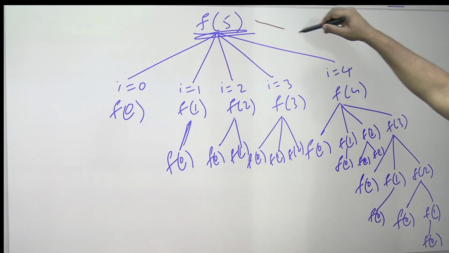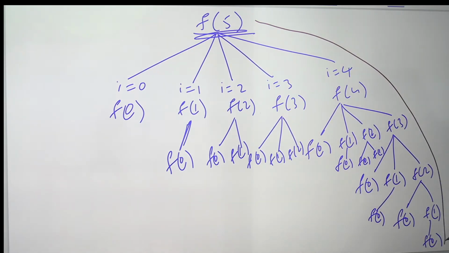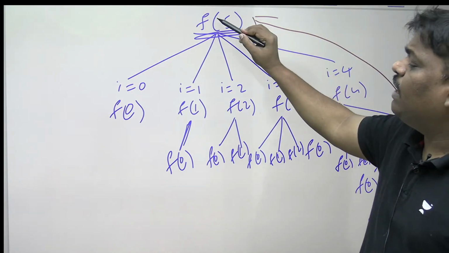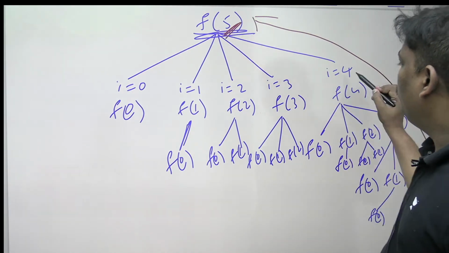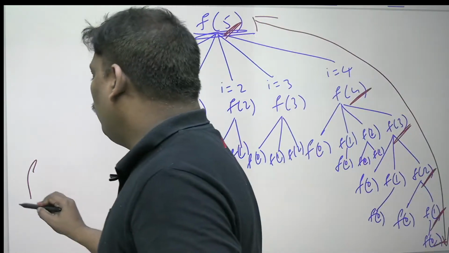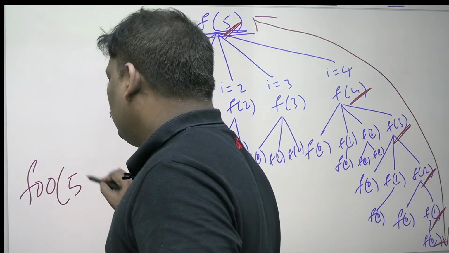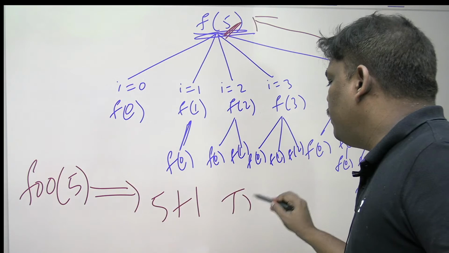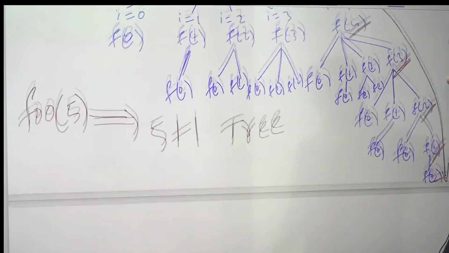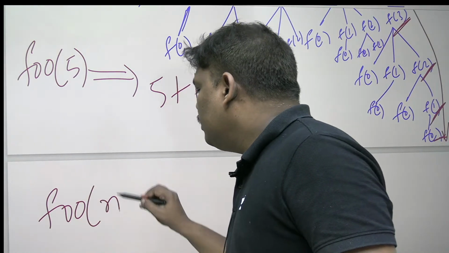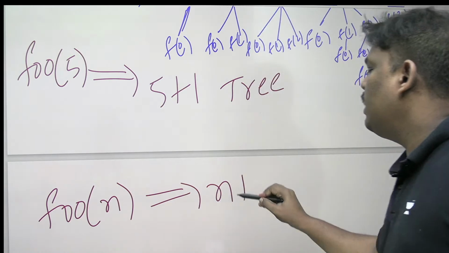See this one. How many levels are there in the tree? I think n value 5 is given. 5 became 4, it became 3, it became 2, it became 1, it became 0. Remember, foo 5 will generate a 5 plus 1 level tree. If I write foo n, it will generate an n plus 1 level tree.